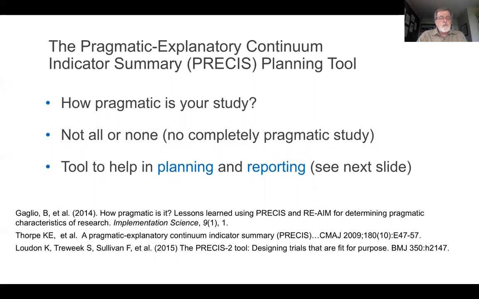I want to make a note that so far, for explanatory purposes, I've been presenting these as polar opposites or dichotomies. In the real world, though, there's probably no study that's been completely pragmatic or completely efficacy, but you make some decisions a priori and thoughtfully about what are the dimensions on which you want to be more pragmatic or more efficacious. So I do want to emphasize that although the PRECIS tool, and in your readings, probably the Loudon one at the bottom, has focused on use in planning, and that's critically important, this also has been used successfully for reporting results and in grant proposals and in publications too, as illustrated in the Gaglio publication there.